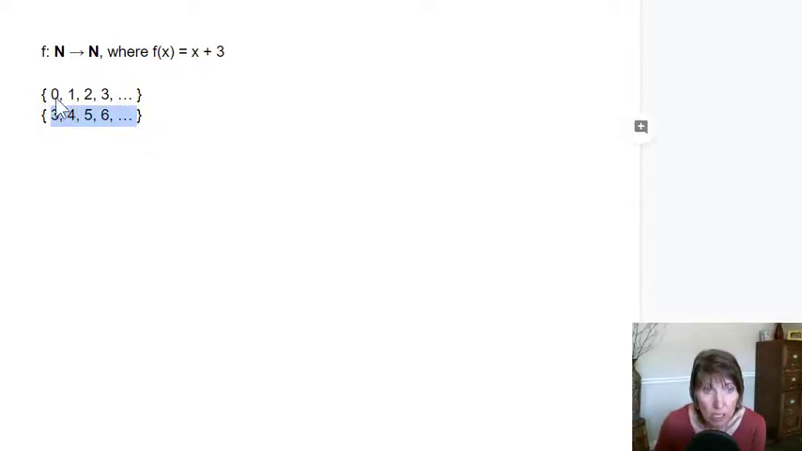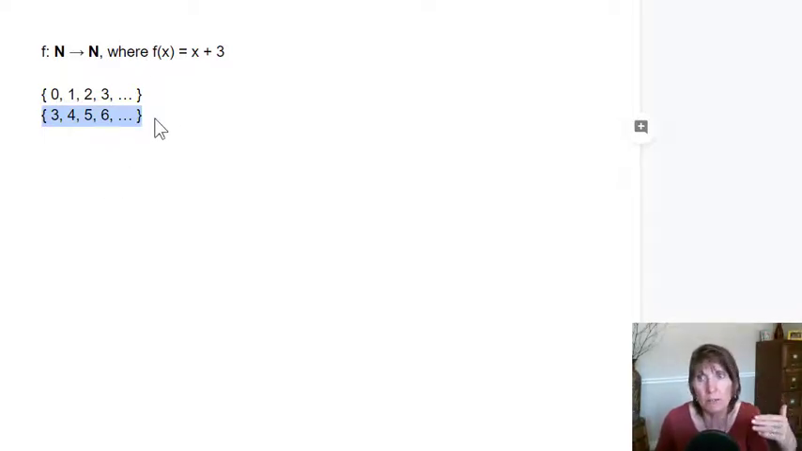Is it onto? Is every value in the range, or in the target, mapped to? And we look at this and we see, wait, what about 0 and 1 and 2? Are they ever mapped to? And it turns out they are not. If this is our domain, we will never be able to actually map to 0, 1, or 2. So this is not onto. There are some in the target that are not mapped to. So this doesn't have the property onto, so it doesn't have an inverse.